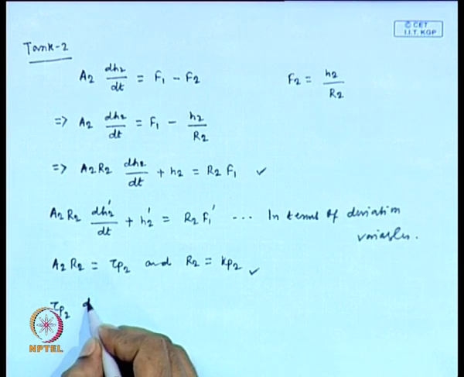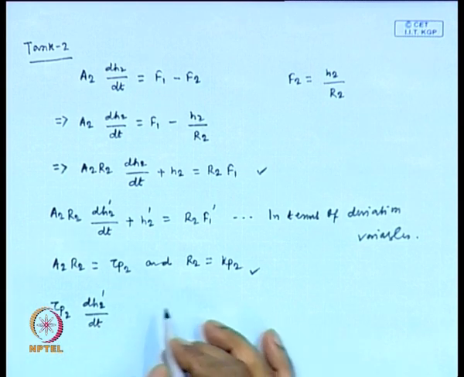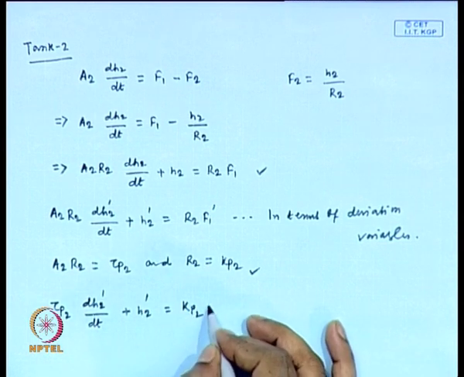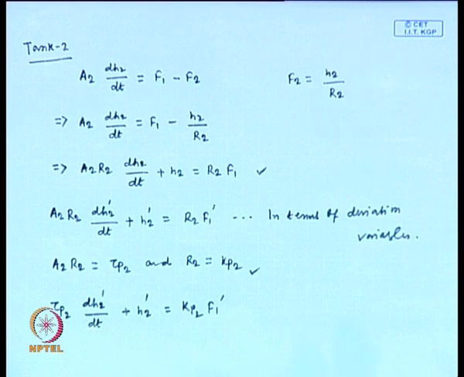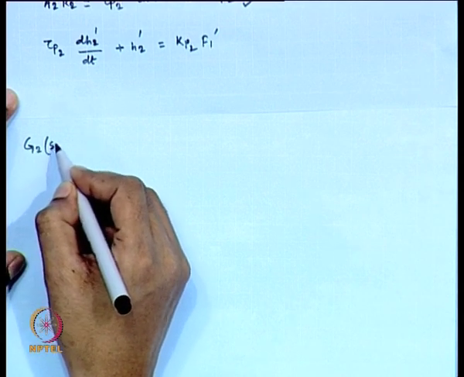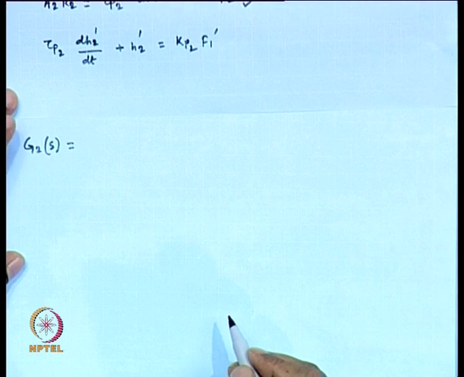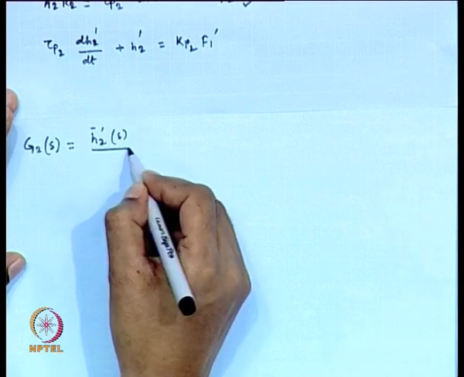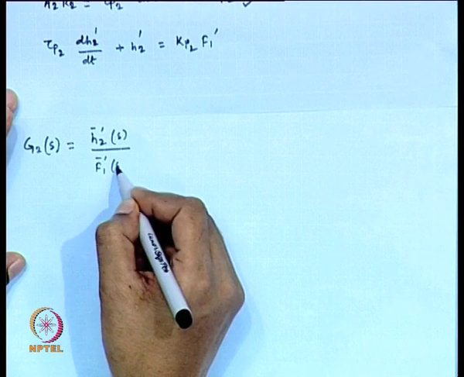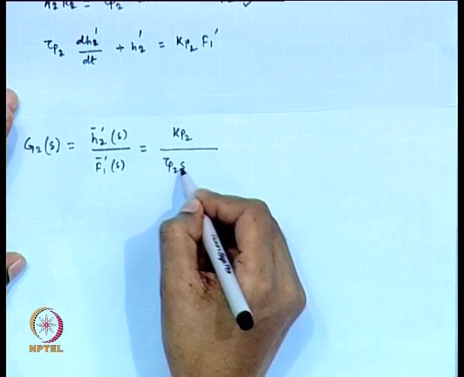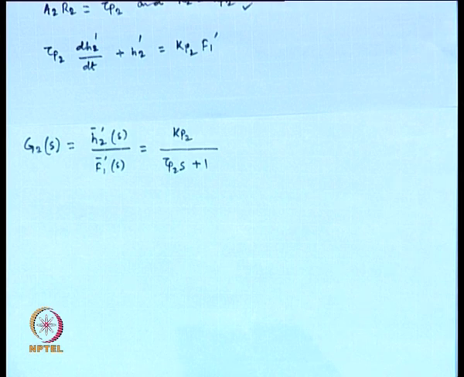Then we get tau P2 dH2 prime dt plus H2 prime equal to Kp2 F1 prime, and taking Laplace transform, finally we get the transfer function of tank 2 as Z2(s) equals H2 bar prime(s) divided by F1 bar prime(s) equals Kp2 divided by tau P2 s plus 1.